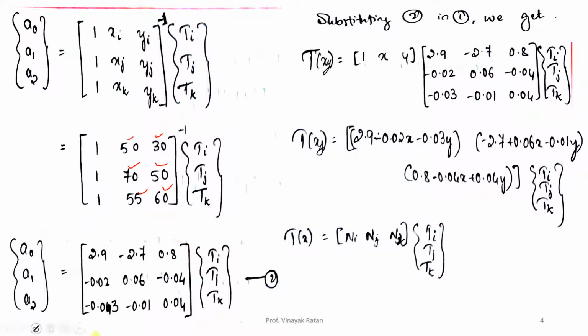This is your inverse of the matrix, including the determinant of the matrix. It is complete. This term is the adjoint of a matrix. This matrix is the adjoint of a matrix divided by the determinant of the matrix. Now this is what you get. I'll tell you how to find it.